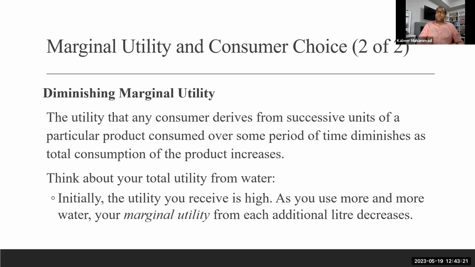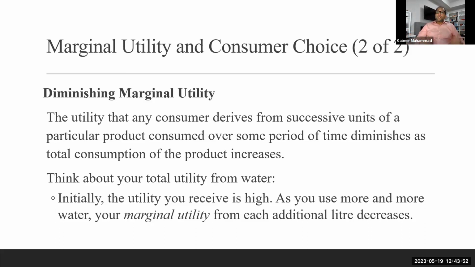As you consume more and more of a good, the marginal utility from the additional unit is decreasing. This is the utility a consumer derives from successive units, one after the other, of a particular product consumed over time, in the same period of time. That's important, the same period of time. If you take the water some other time when you are thirsty again, then the utilities cannot be compared; they may be more or less, but we cannot be sure.